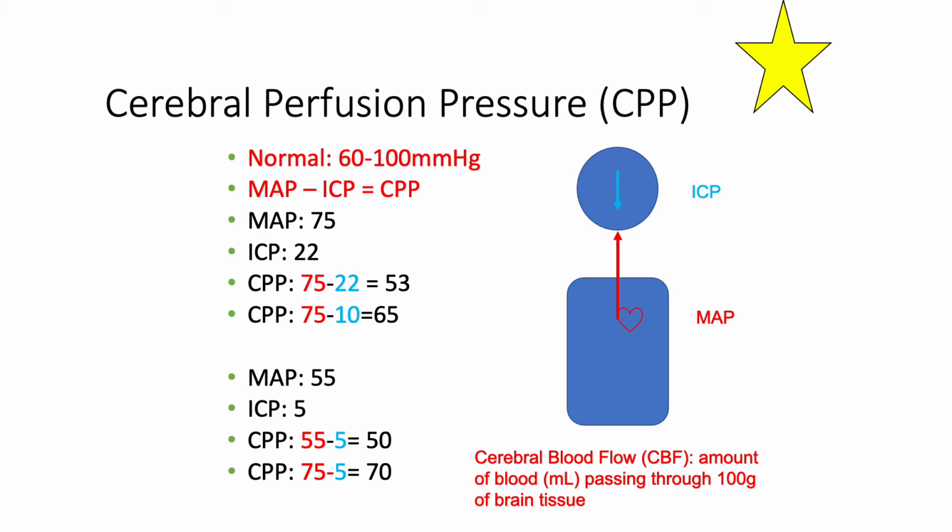Now, another common term you will hear in addition to CPP is CBF, or cerebral blood flow. Both CPP and CBF refer to perfusion of brain tissue, but CPP refers to the amount of pressure perfusing the brain, and CBF refers to the amount of blood passing through brain tissue, specifically the amount of blood in milliliters that passes through 100 grams of brain tissue. But either way, CPP and CBF are both referring to how well the brain is getting perfused.